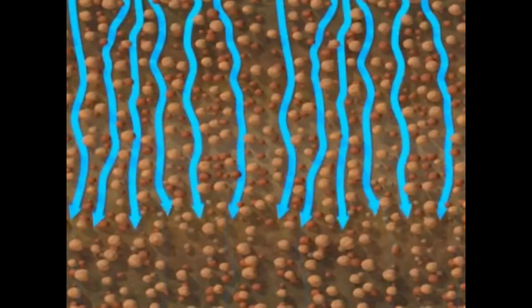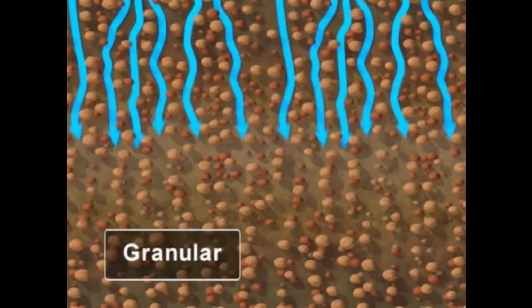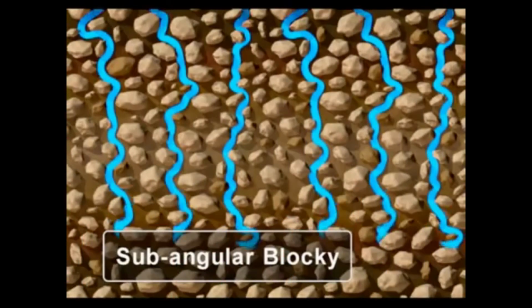Soil structure also impacts water movement. Water moves more quickly downward in soils with granular structure than a soil with platy structure that forces a longer indirect path downward. Other structures include prismatic and subangular blocky.